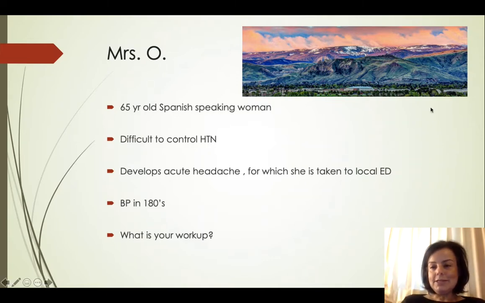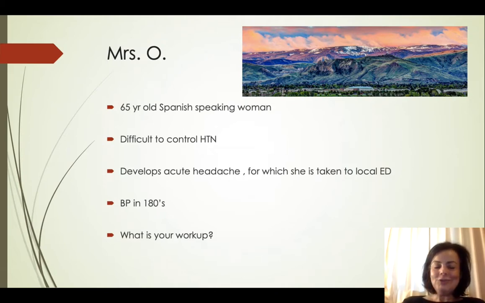This is another woman. This is Wenatchee. It's a beautiful picture of Wenatchee. Mrs. O, she is a 65-year-old Spanish-speaking woman. She's got hypertension. She gets an acute headache, and she's taken to her local ED where her blood pressure is sky high. So what is our test going to be?